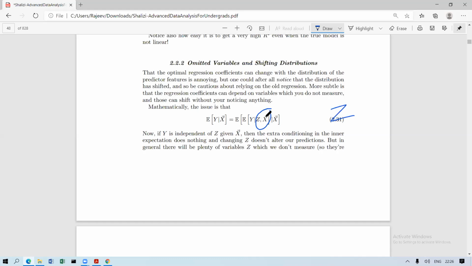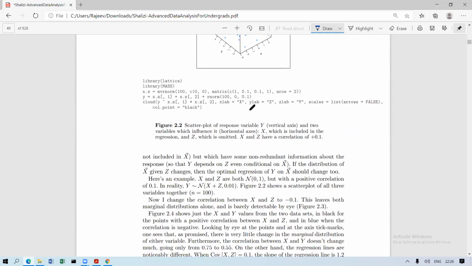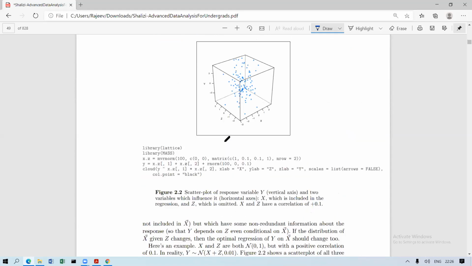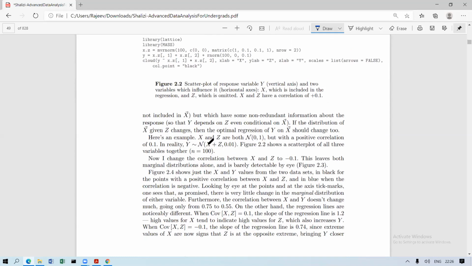So for example, you have some data, and the data that you observed has not changed, but there are some factors that have changed y. In that sense, your optimal predictor also changes. That's the case he's making here. He's taking x and z, where y is just x plus z. You take x from a standard normal distribution, and z again from the same standard normal, and y is x plus z.